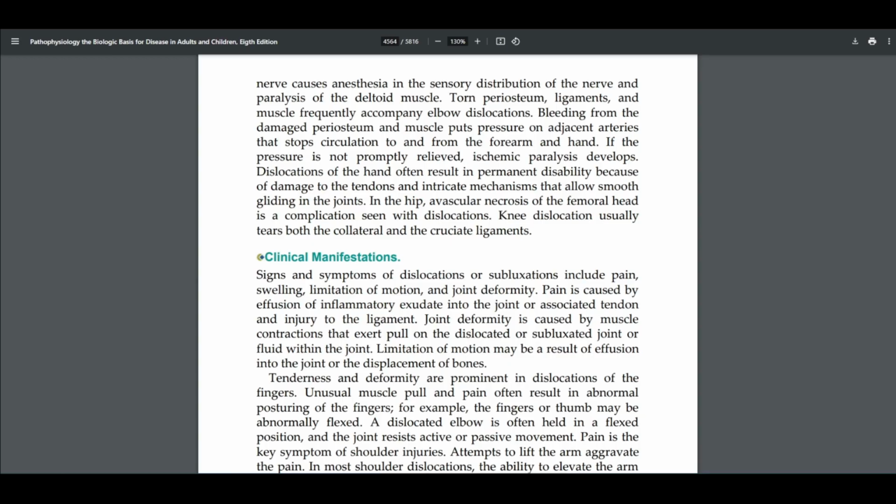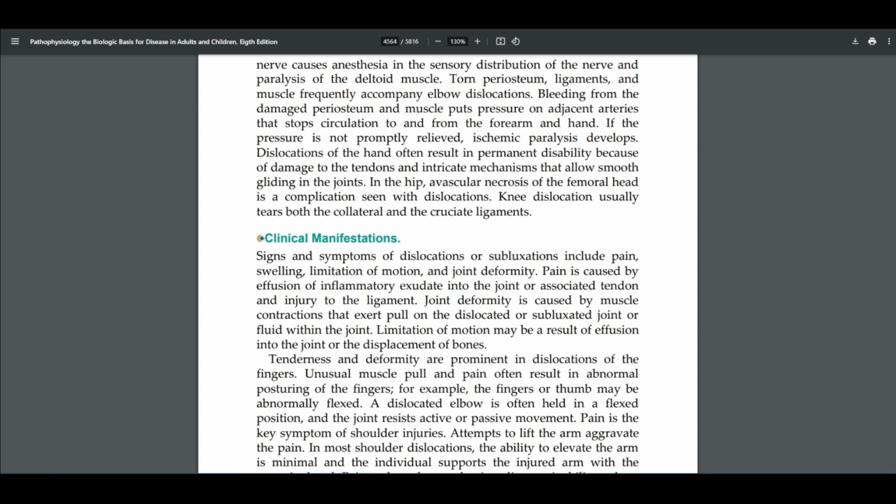Dislocation of the hand often results in permanent disabilities because of damage to the tendons and the intricate mechanism that allows smooth gliding in the joints. In the hip, avascular necrosis of the femoral head is a complication seen with dislocations. Knee dislocations usually tear both the collateral and the cruciate ligaments.